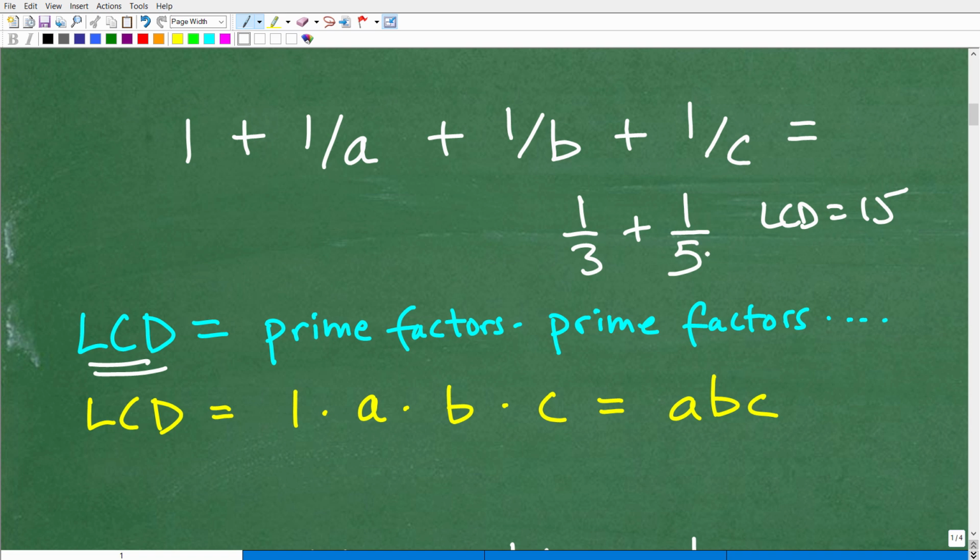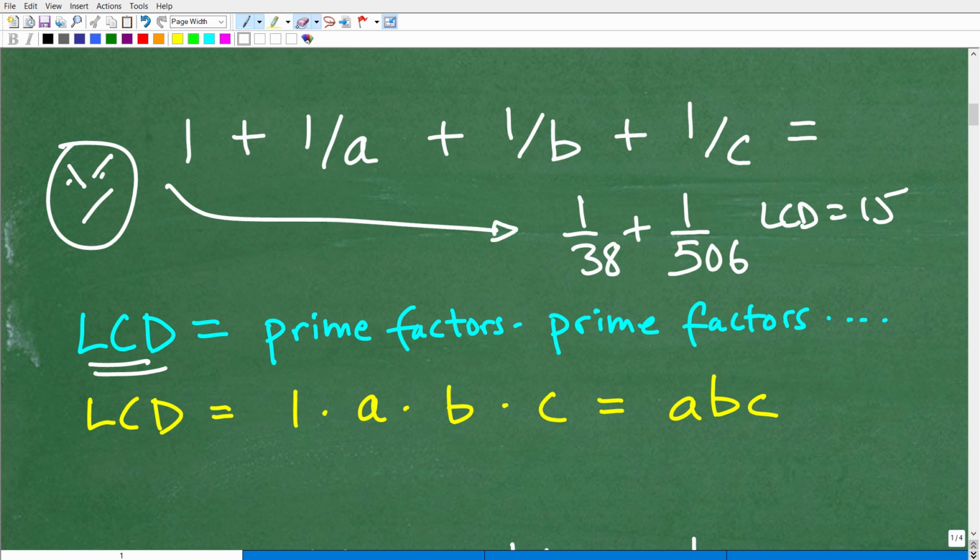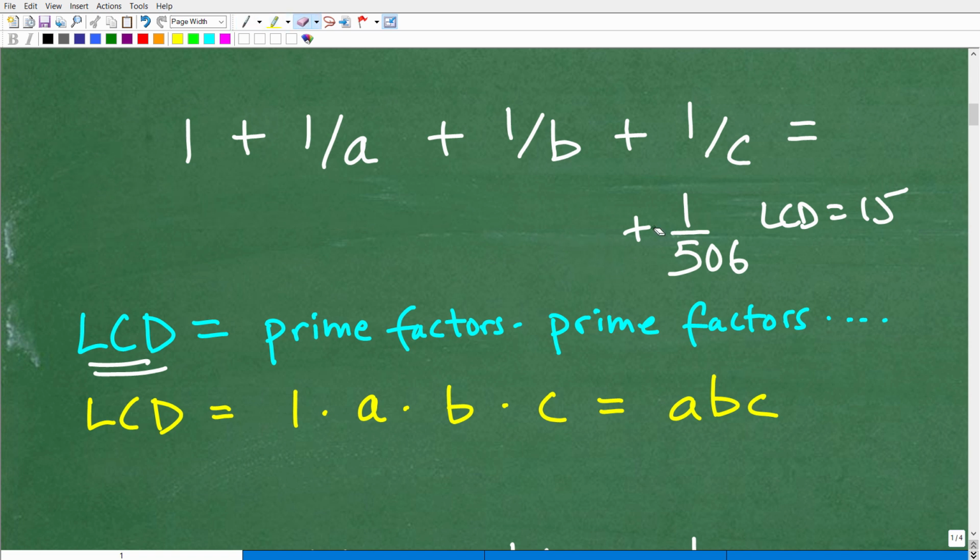Well, what if I made the denominators like 506 and 38? Okay, what would be the LCD? Now, this would be much more challenging. A lot of you would be kind of mad about that. Like, hey, I don't want to do that problem. Just give me the easy stuff. Well, it doesn't work that way, right? We need to know exactly how to find the LCD.